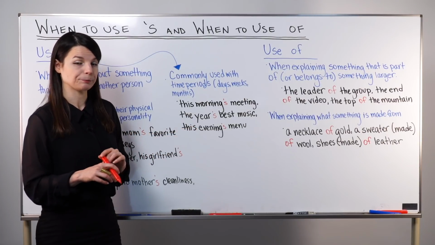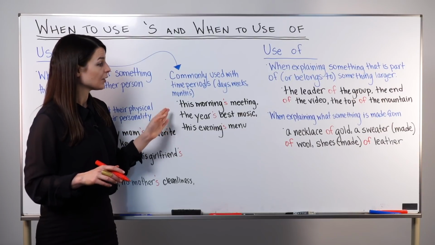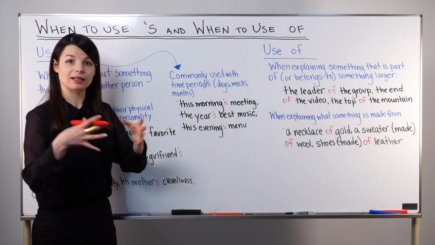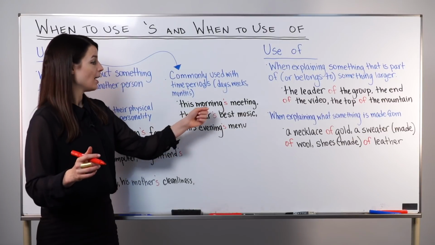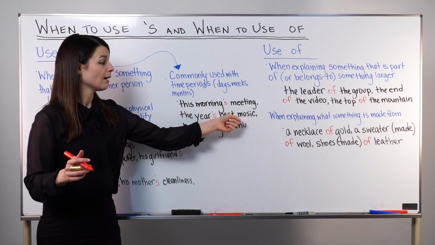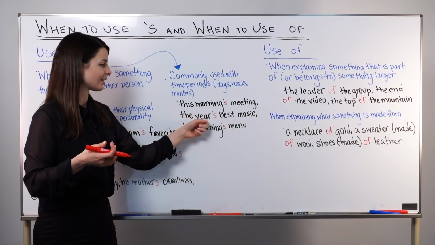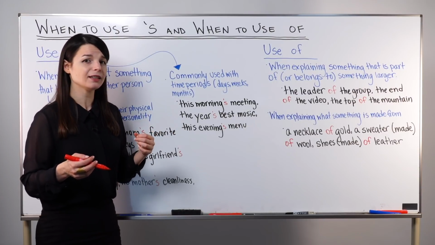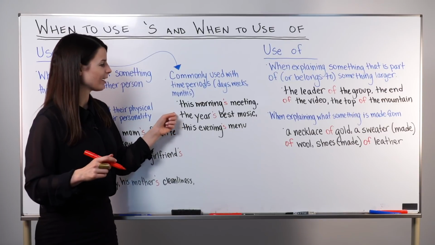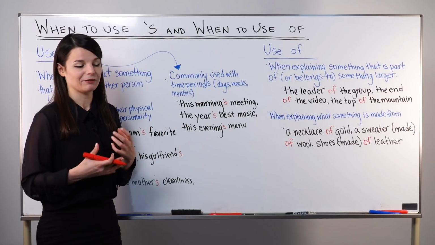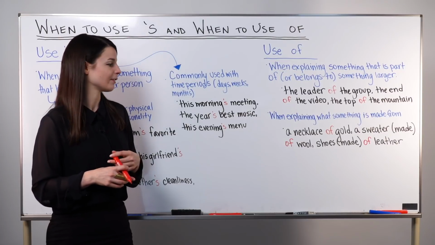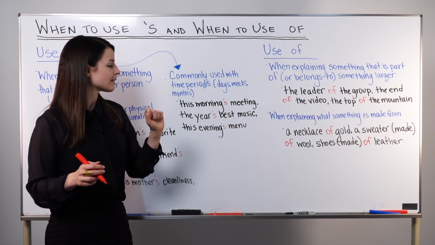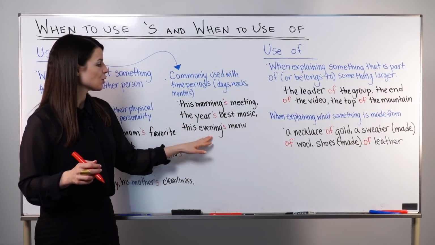It sounds very unnatural. Another example, the year's best music. Here I have this time period, the year, the last year, or this year perhaps. Apostrophe S, best music. So this means the best music belonging to the year. We would not say the best music of the year necessarily. I suppose you could, but in lots of marketing materials, you see this apostrophe S used. It kind of shows a little bit of closeness, that possessive form. Okay, the next one, this evening's menu. So again, the menu which belongs to this evening.